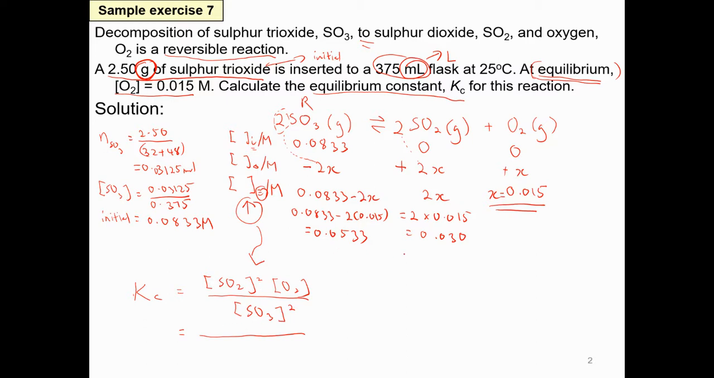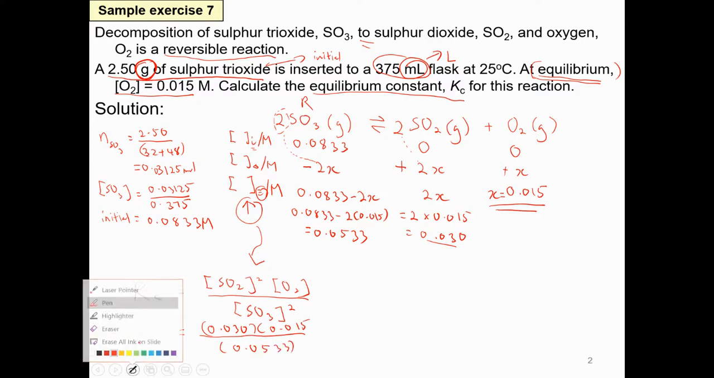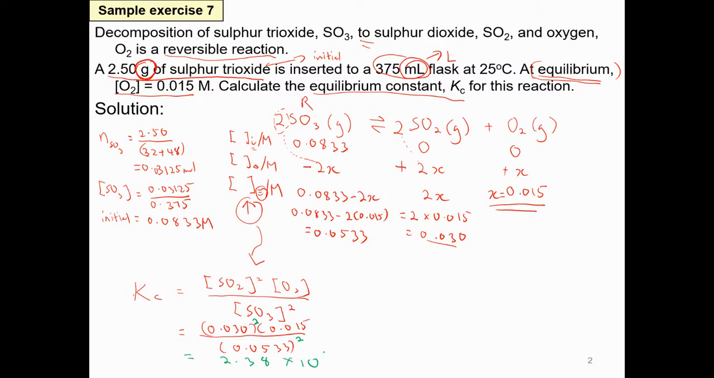Alright, now we shall substitute all the values found at equilibrium into the Kc expression. So we have SO2 is 0.030, oxygen is 0.015, and then sulfur trioxide is 0.0533. Then remember, don't forget the power of 2. Then our final answer is 2.38 times 10 to the power of negative 3.